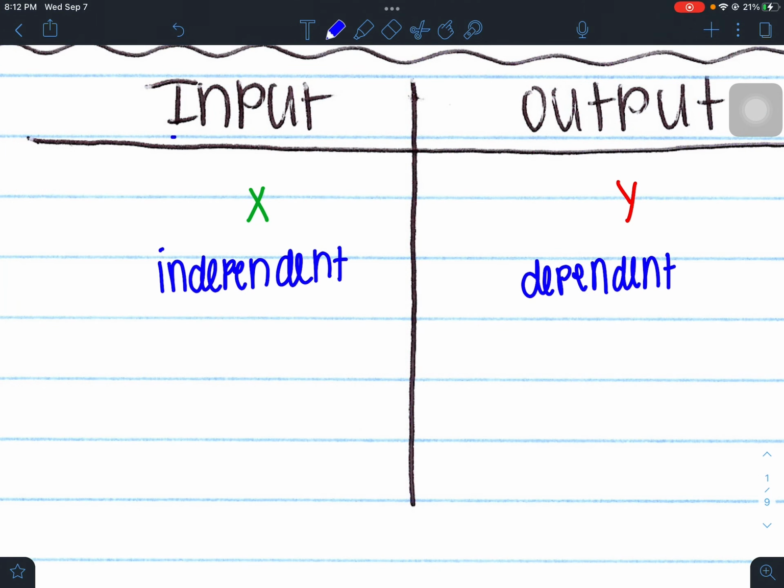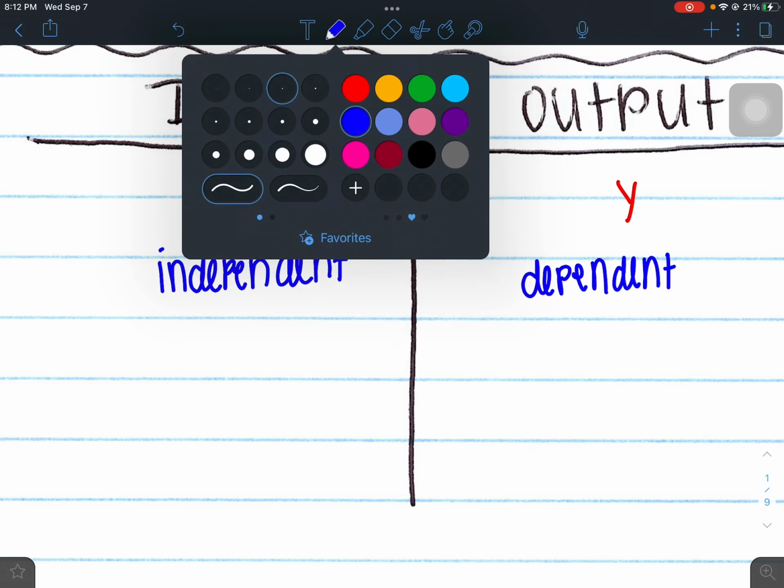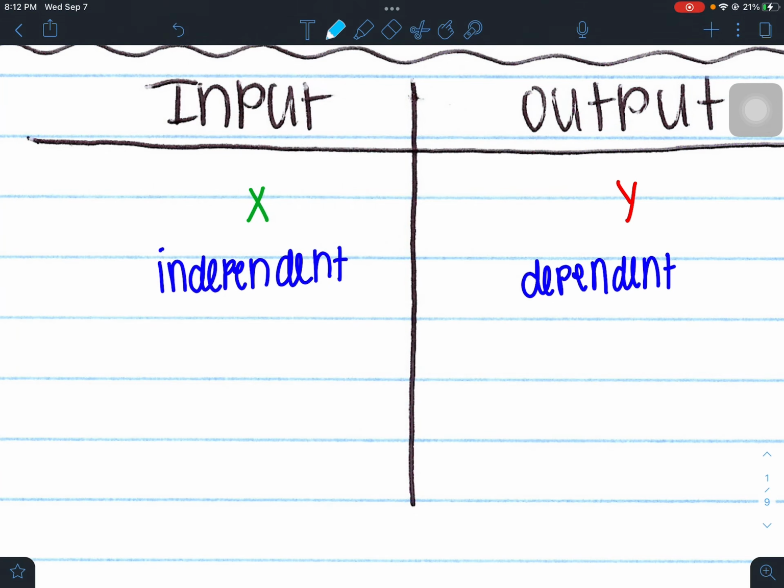So you can also think about input is independent. So anytime you're given an independent item or independent value, that's going to be your X value. If something is dependent, that's always going to be your Y value. And then the last two words I want to mention are two words that I mentioned on the first day with parent functions. One is always associated with X, and the other one is always associated with Y.